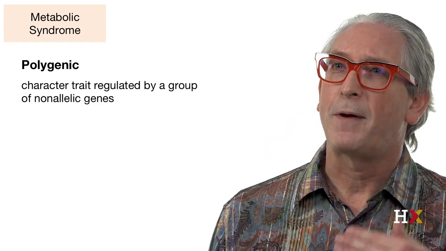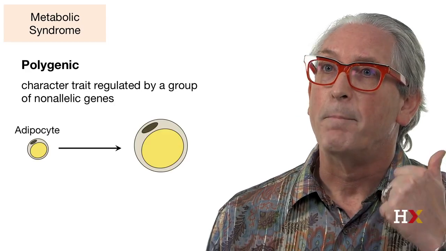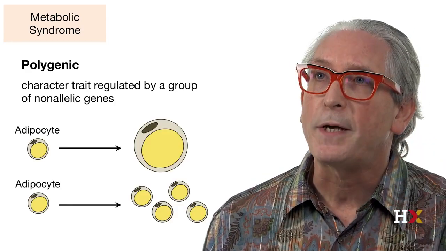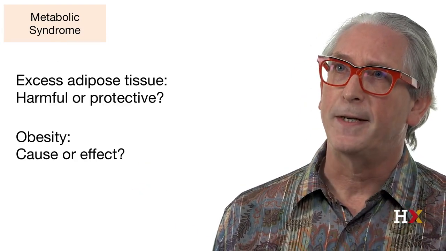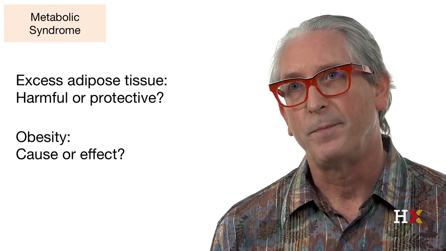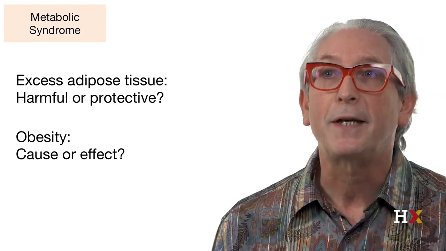The body tries to answer to this excess fat storage in two ways: by increasing the size of existing adipocytes and by increasing the total number of adipocytes. Conflicting evidence has led to a debate of the role of this excess of adipose tissue. Some argue that the increase in adipose tissue has a protective role.